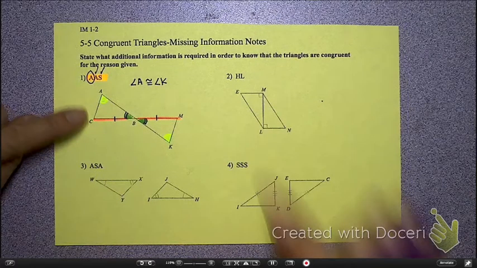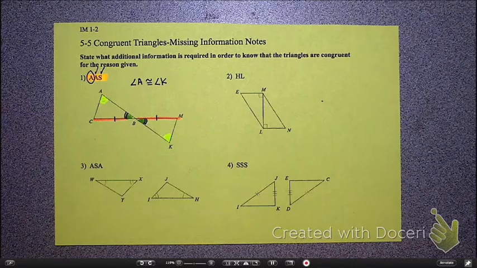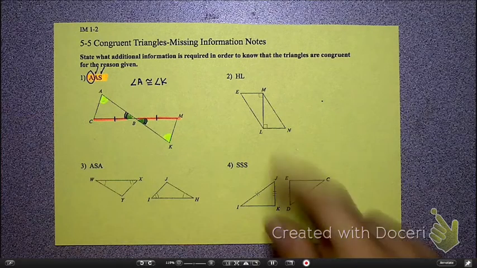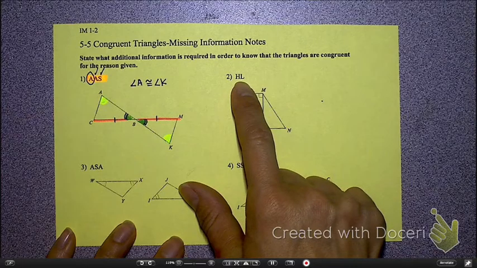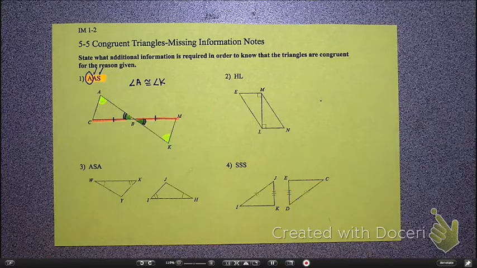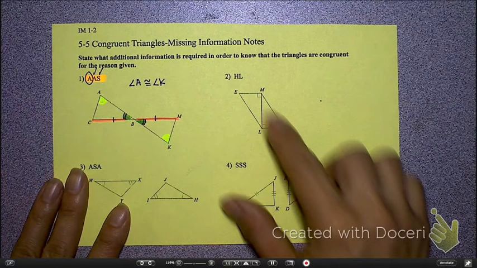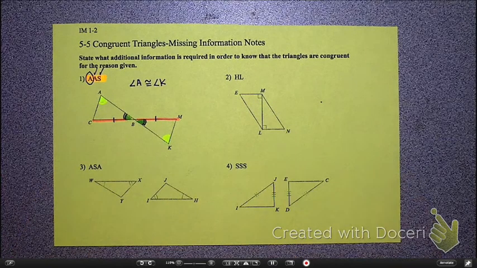Okay. All right, let's take a look at number 2. What is the congruence theorem it wants us to use for this triangle? What does HL mean? Hypotenuse leg, okay? So I have two right triangles here. What other information do I know just from looking at the picture?